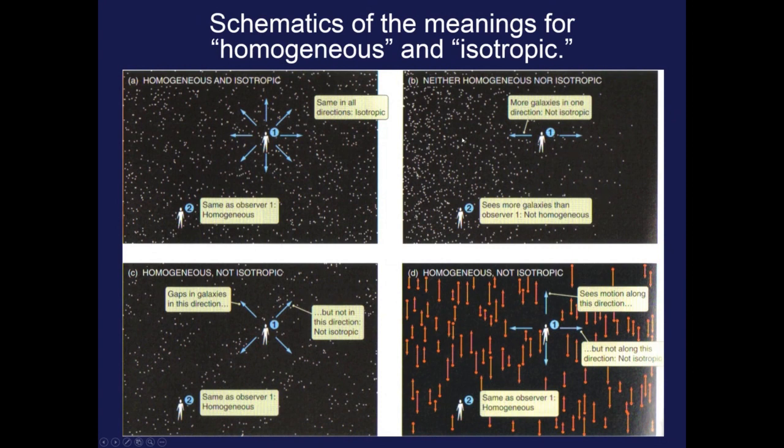For observer 1, if you look to the left, you see dense stars or dense galaxies. And if you look to the right, you see very little. You see emptiness. That is not isotropic. Two different views, two opposite things that you're seeing.